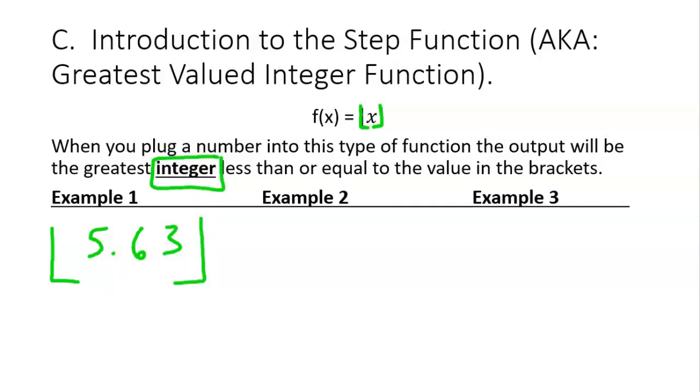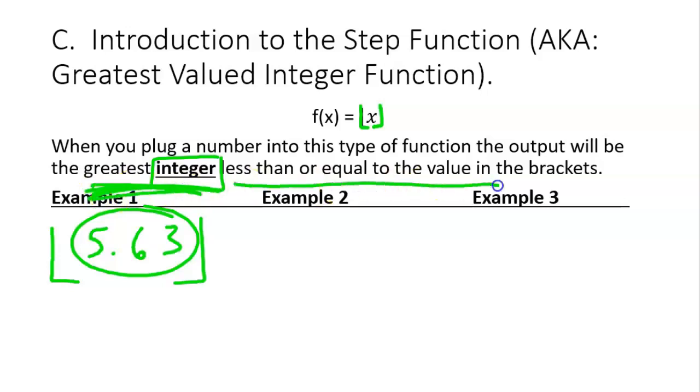Just a solid number like 1, 2, 3, 4, 5, 6. It could be negative, but no decimals or fractions. That's it. Okay? So when you plug a number that is a fraction into the greatest integer function, what it's going to do is change the number into the greatest integer that is less than or equal to this number. So what is the greatest integer that's less than 5.63?